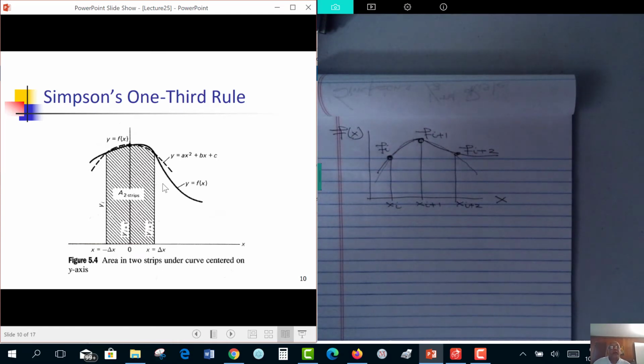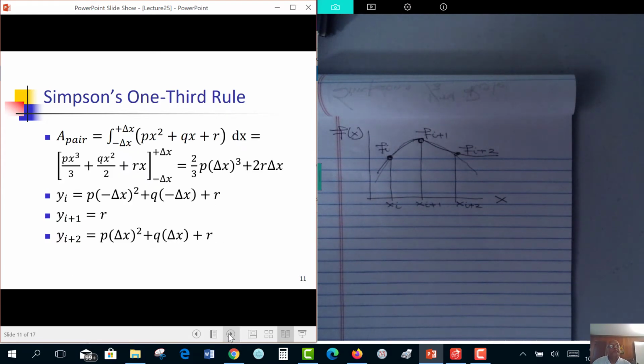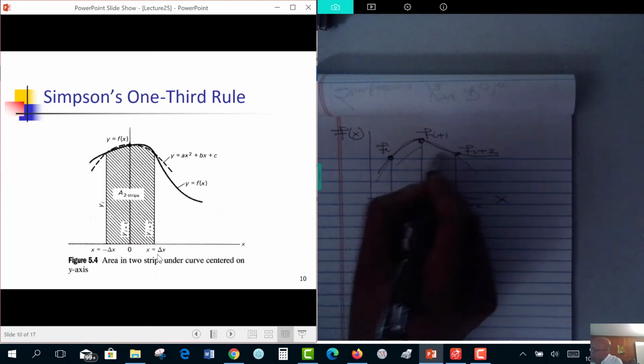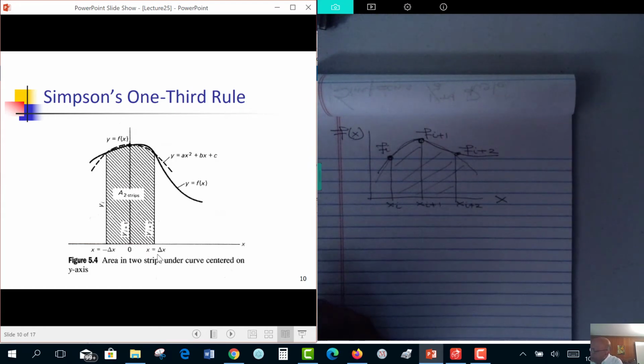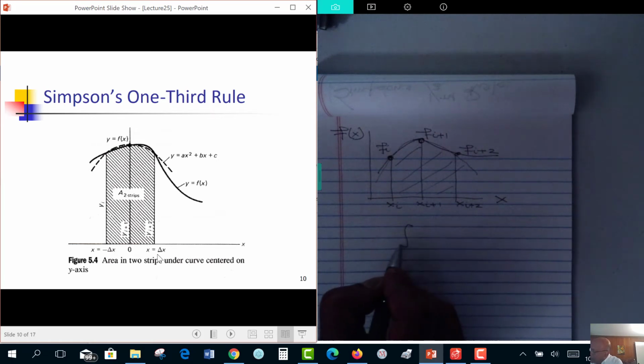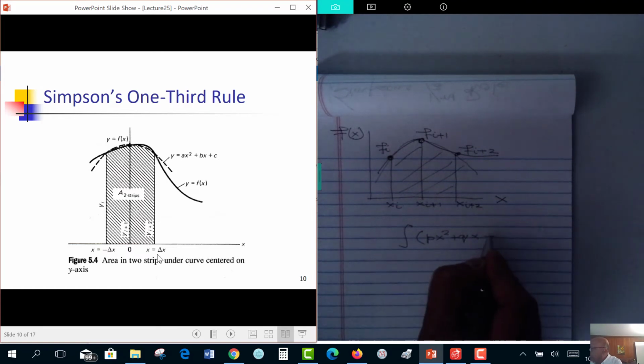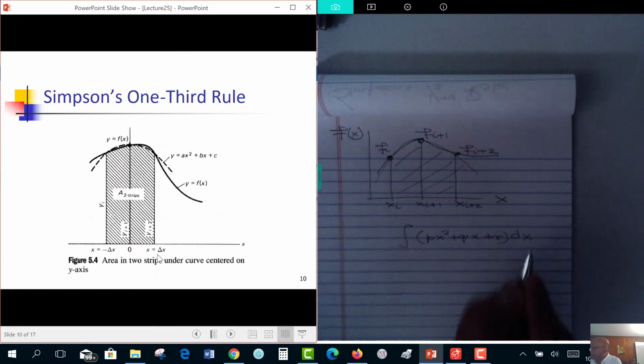So our parabola would look like y is ax squared plus bx plus c. So instead of using a, b, c, since a and b are used as interval limits, I'm going to use p, q, and r. So if I want the area under the parabola, I want to integrate this parabola, px squared plus qx plus r, with respect to x.